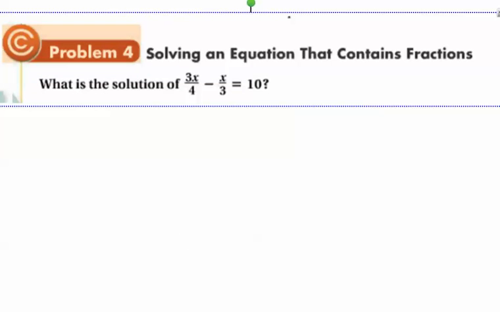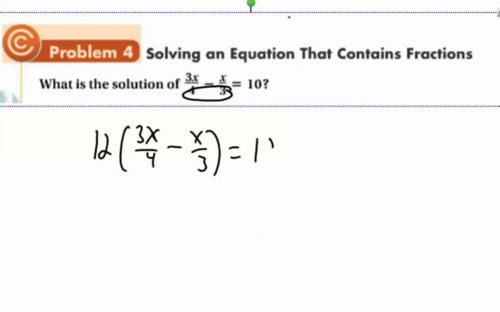Uh-oh, this one has fractions. So this is really easy to do. Okay, I'm looking at this 3x over 4 minus x over 3 equals 10. What's the common number between the 4 and the 3? That's a 12. Now I multiply them together. So I'm going to multiply both sides of this equation by 12. And this is awesome for me because it makes it so much easier.